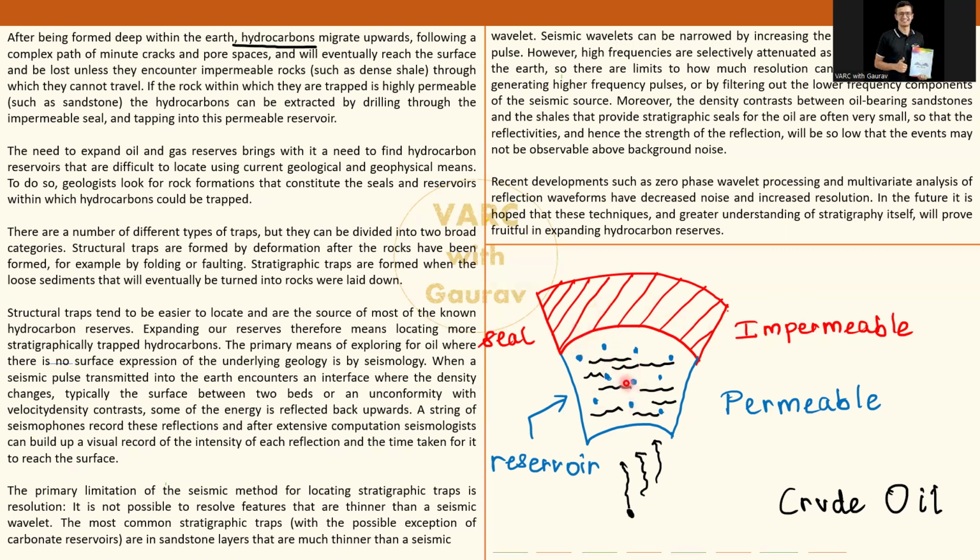Imagine that this is a sponge below and you have placed a piece of glass on top. Can the water move out from the sponge into the glass? Obviously it can't. Okay. So this is how crude oil is present deep inside the earth.